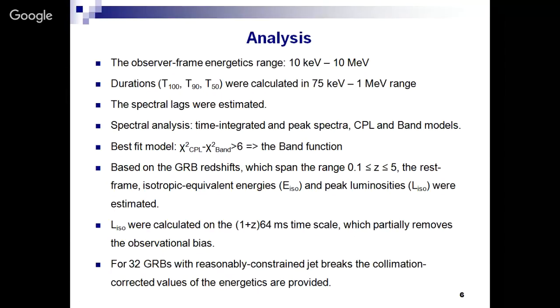Then, based on the redshifts, which span another wide range, we calculate the isotropic energy releases and peak luminosities. I would like to mark that the luminosities are calculated in the rest frame 64 millisecond time scale, which partially removes the observational biases. And for the bursts with known jet break times, we calculate the jet opening angles and the collimation-corrected energetics.